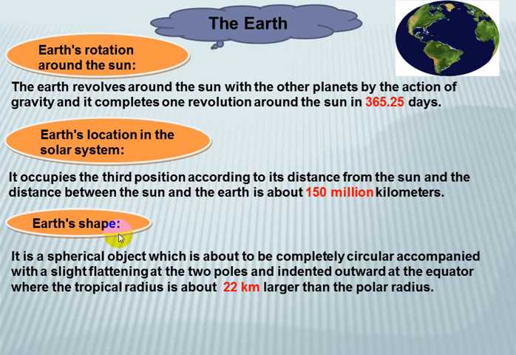Earth's shape. The shape of the Earth is spherical, almost completely circular, with a slight flattening at the two poles and a bulge outward at the equator, where the equatorial radius is about 22 kilometers larger than the polar radius.